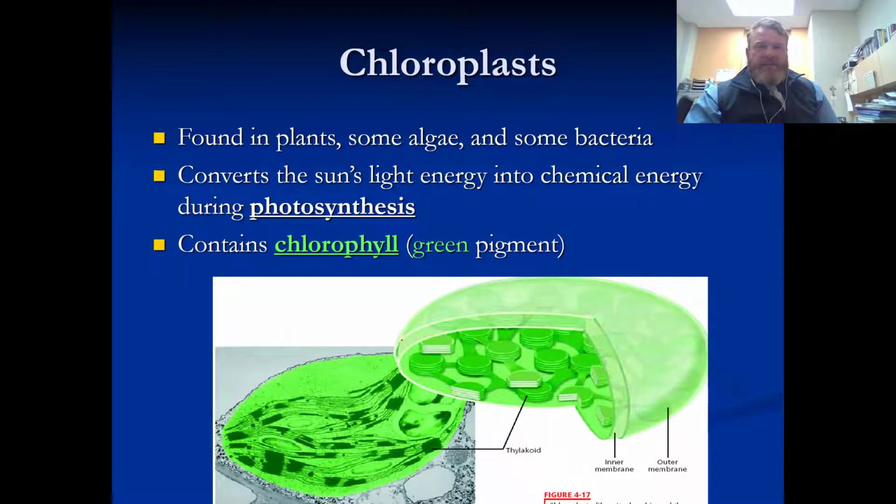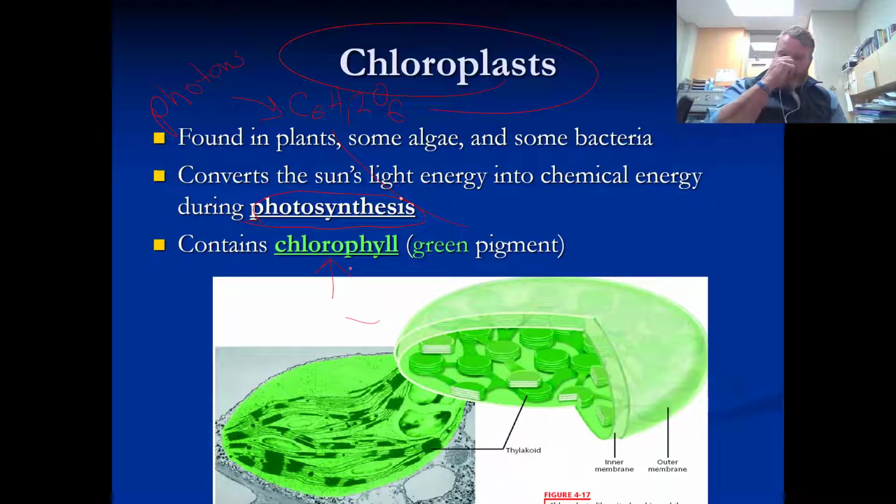All right, chloroplast. Most people know about this bad boy. He turns light energy, or photons, into chemical energy, which would be C6H12O6, which is sugar, right? We do this in a process called photosynthesis. We'll go more into depth later on this one. And it has a pigment called chlorophyll.